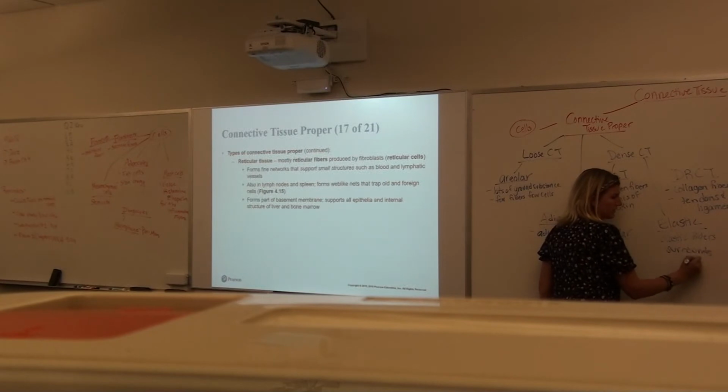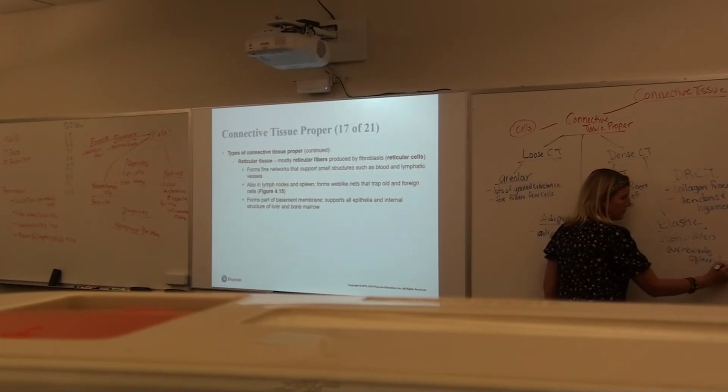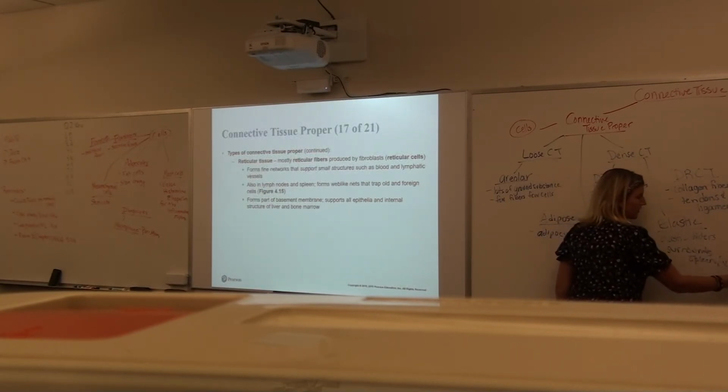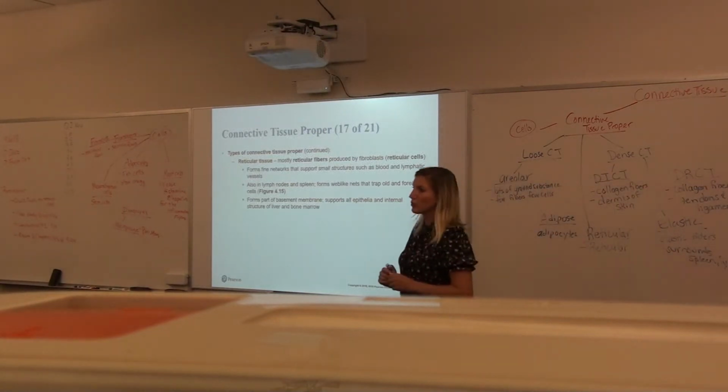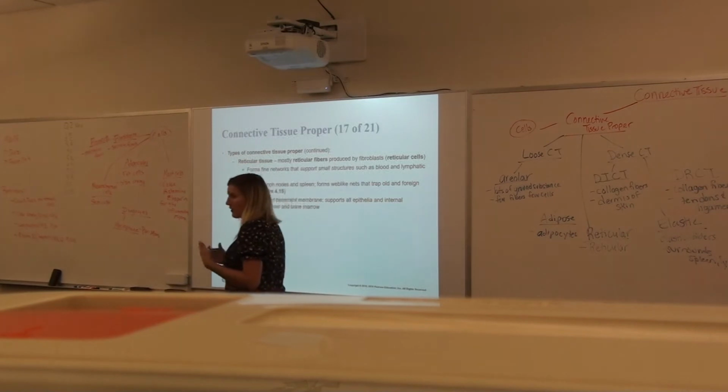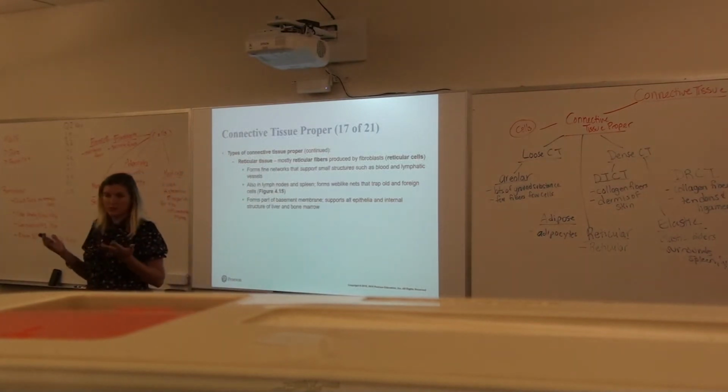It surrounds the spleen, lymph nodes, parts of our liver, parts of our lungs. These organs are actually called reticular organs because they have a dominant presence of reticular tissue.